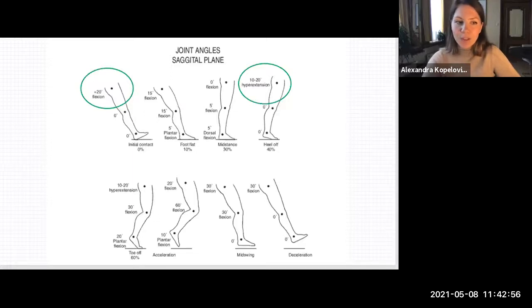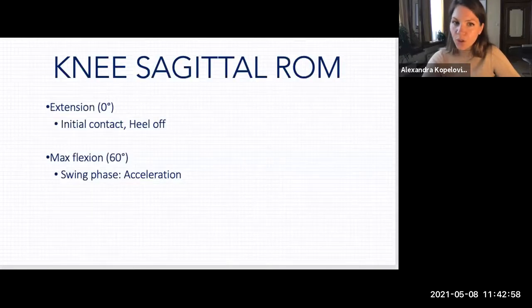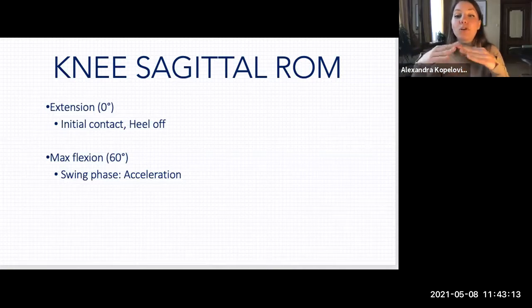Let's take a look at the knee joint. So knee joint sagittal range of motion. We need to go from 0 degrees to 60 degrees at the knee. So a patient's knee for a healthy gait has to be able to extend completely to 0 degrees and has to be able to flex to 60 degrees. If a patient's knee doesn't flex to 60 degrees, in a few slides we will take a look at videos and see what compensatory strategies they tend to use.